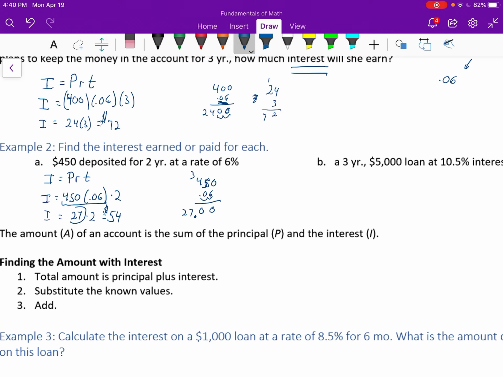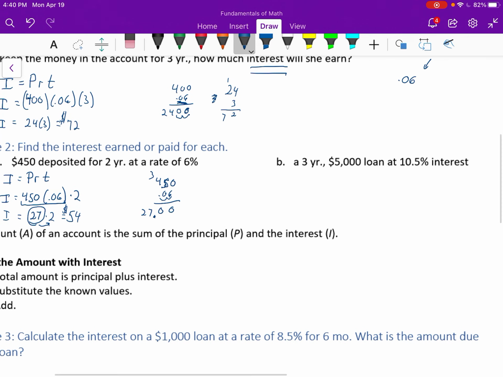So the 27 really is how much you earn in 1 year, and then you multiply that by the 2 years. Same type question. So we have interest equals principal times rate times time. This time the principal is 5,000. The rate is 10.5%. We move the decimal over twice. That's going to be 0.105. And that's for 3 years.